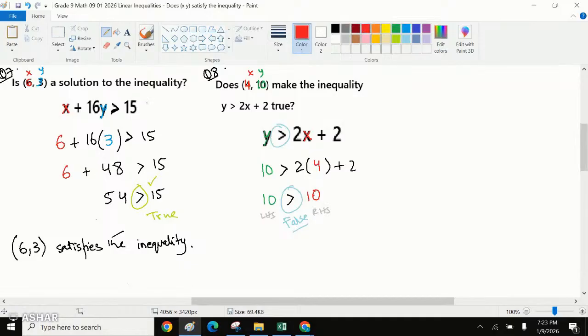And what we write is the given point 4 comma 10 does not satisfy the given inequality, right? Because the statement is false. If it would have been equal, then we would say it's true, right? So let's look at another example.